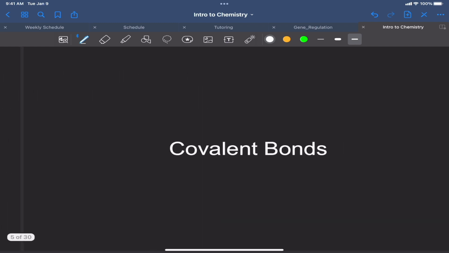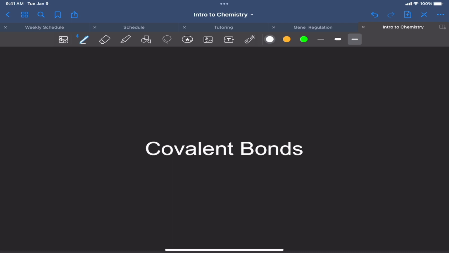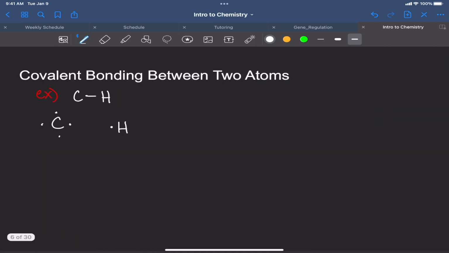Okay. But what about the next type of bond? Covalent bonds. So these are all within a molecule. Ionic bonds and covalent bonds are all within a molecule. Okay. Covalent bonds are still between 2 atoms within a molecule, but it's going to be sharing them, right? So instead of transferring, it's going to be sharing them. Covalent is the sharing of electrons.